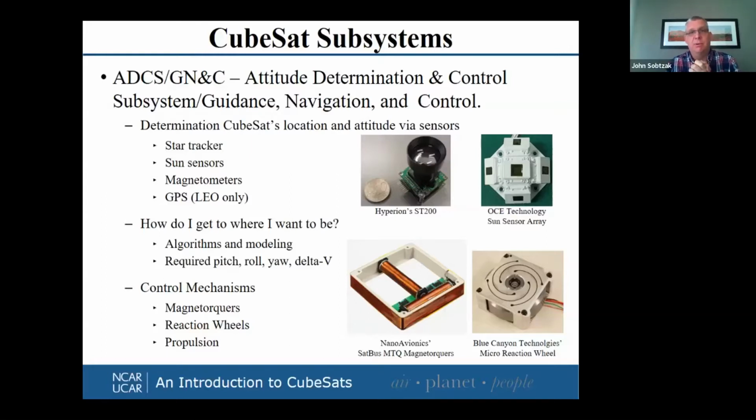This is very important. For example, if your batteries are getting low and you need to charge up, you want to know where the sun is so you can turn your solar arrays into the sun. If you're in low Earth orbit, you can use magnetometers along with the Earth's magnetic field to help you figure out which way you're oriented. And a lot of satellites that go into low Earth orbit use GPS systems. They use unlocked GPS to help figure out where they are.